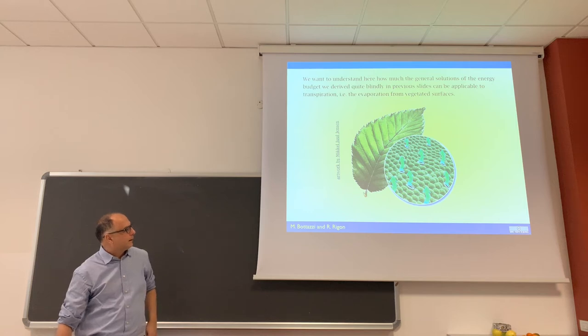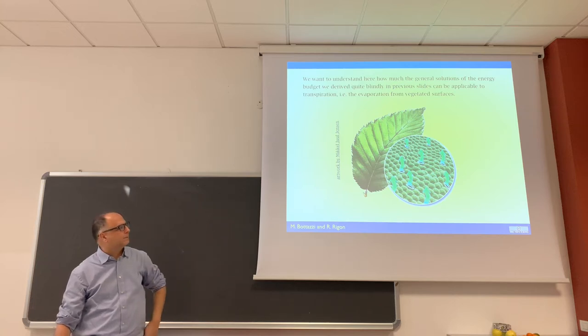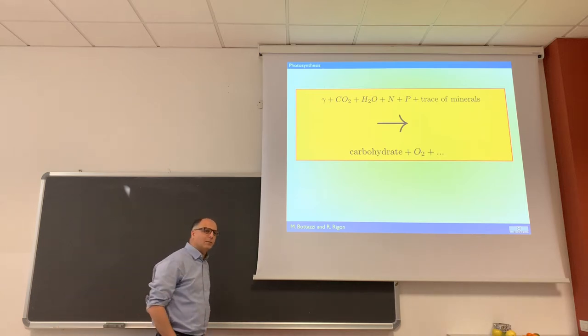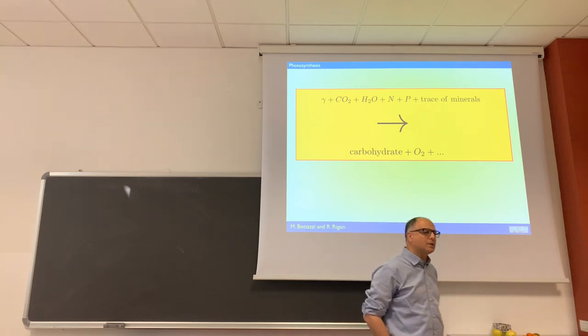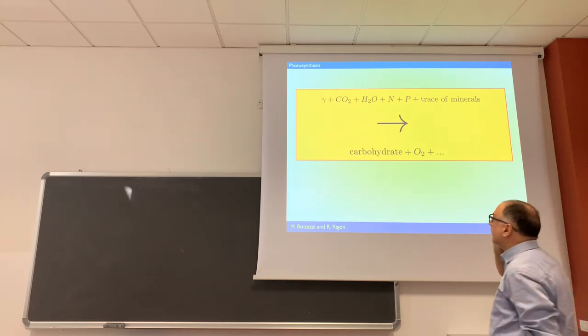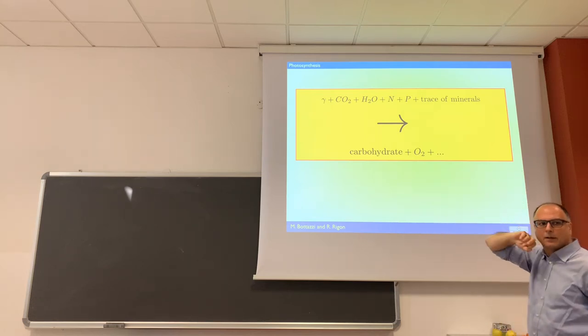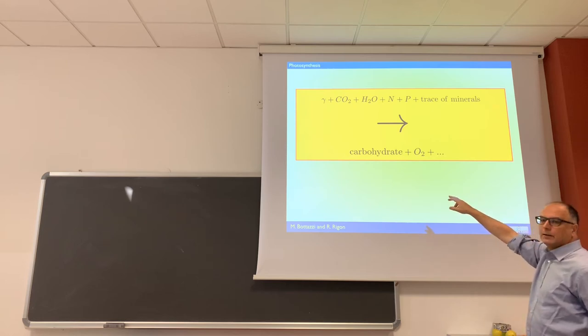This is a leaf, and transpiration happens through stomata, pores in the leaf that have a certain distribution. Why do we have transpiration in plants? We have transpiration in plants because plants are using water for growing. They take three main ingredients: gamma, which is photons, light, and CO2 from the atmosphere. The original atmosphere was full of CO2, like the Martian or Venusian atmosphere, which is 90% CO2. They take water, then nitrogen, phosphorus, plus other minerals, the two being the most important, and produce carbohydrate plus oxygen.